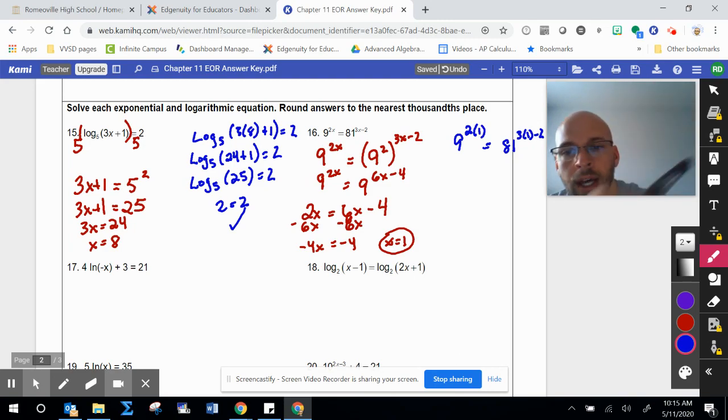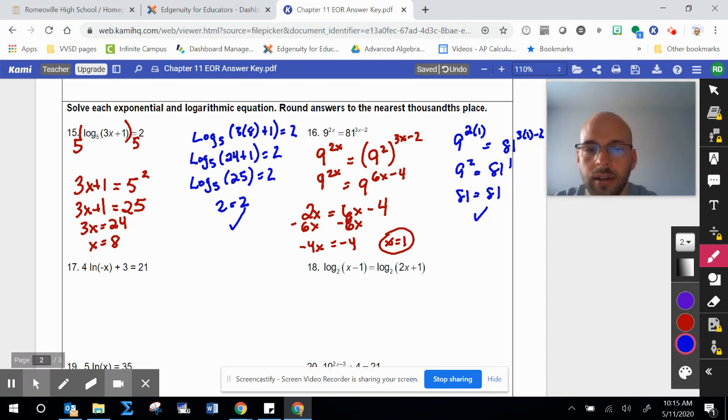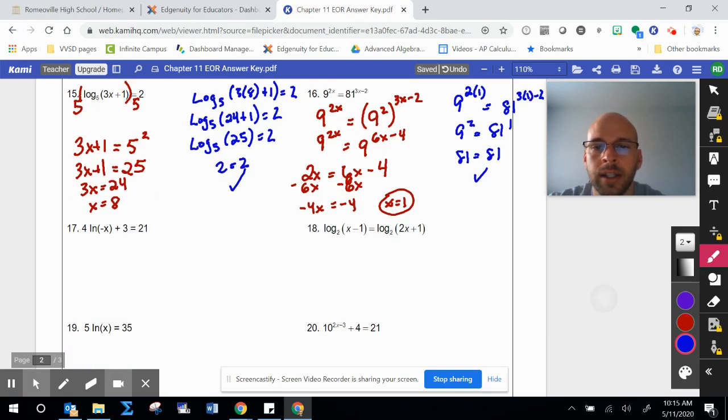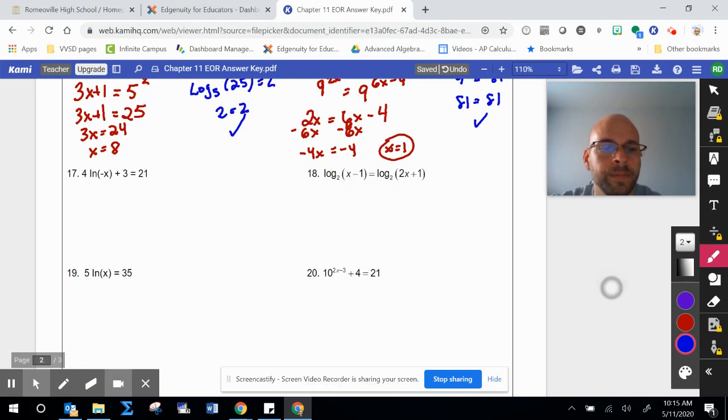So if I do that, I'm going to get 9 to the second equals 81 to the first. 9 to the second is 81. 81 to the first is still 81. And hey, that works. That checks out. Always, always check your answers to these. Plug them back in. Make sure you have the right solution.